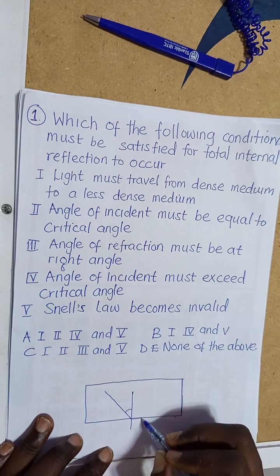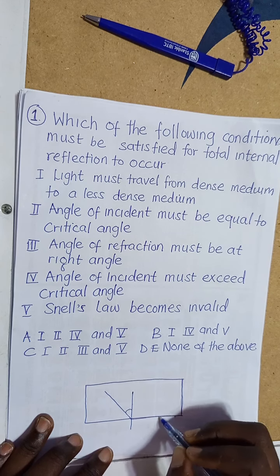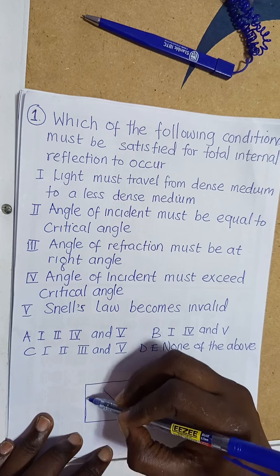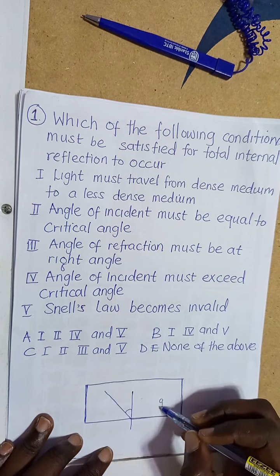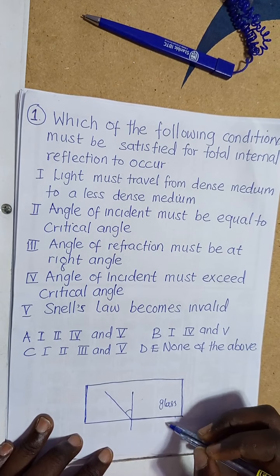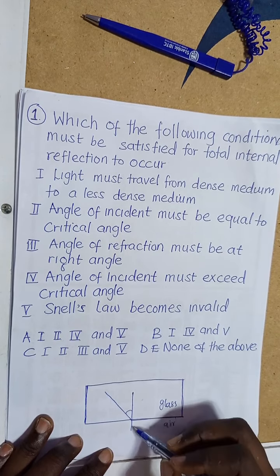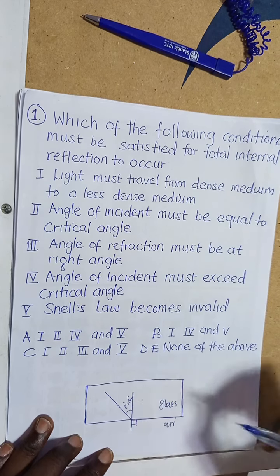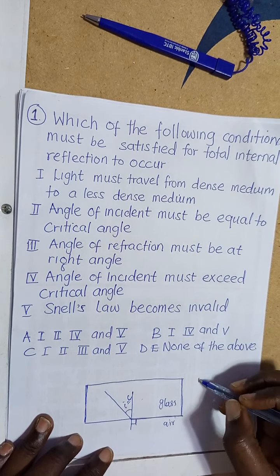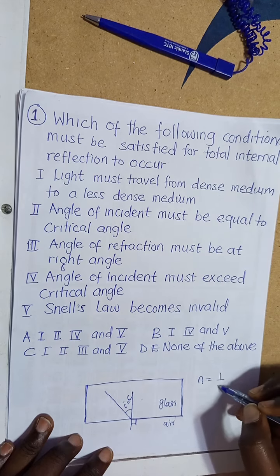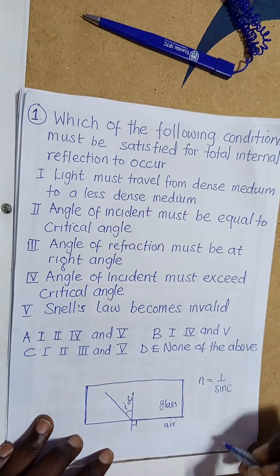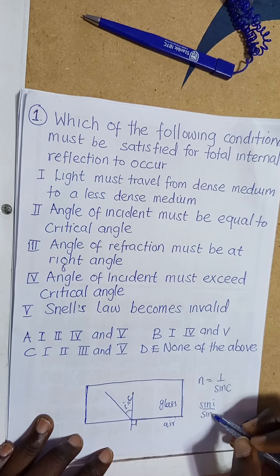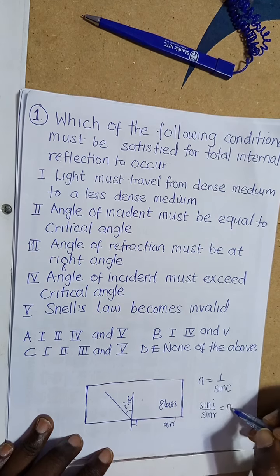Now, if it's at the critical stage, the refraction will be at the boundary surface between the glass and the air. This is the glass and this is the air. So at this point, we say this incident angle is what we call the critical angle. To find it, n equals 1 over sine c. Don't forget it was from sine i over sine r that we get n.